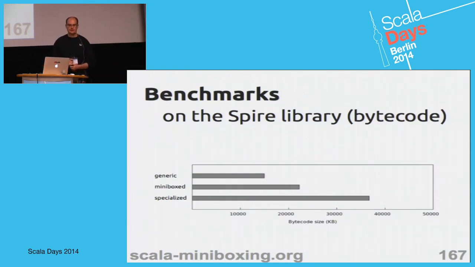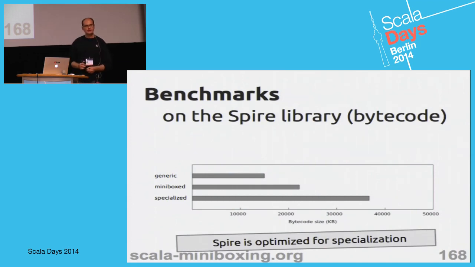Okay, so benchmarks on the bytecode, it looks pretty good. Miniboxing adds a 50% increase. Of course, Specialization does more than that, but have in mind the fact that Spire is hand-tuned for Specialization, meaning that it knows exactly those primitives for which to specialize such that it makes sense. Therefore, it does not create the 10 variants possible. It just creates those that are needed. So with this in mind, we still beat pretty much, we generate half the code of Specialized.